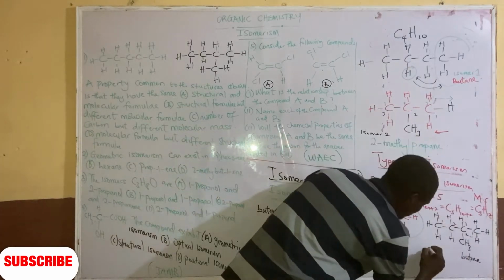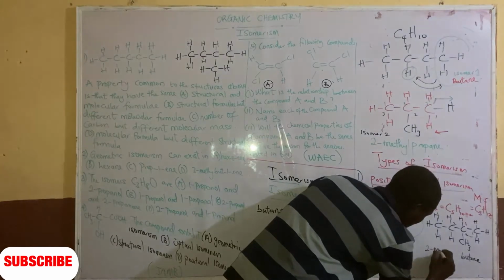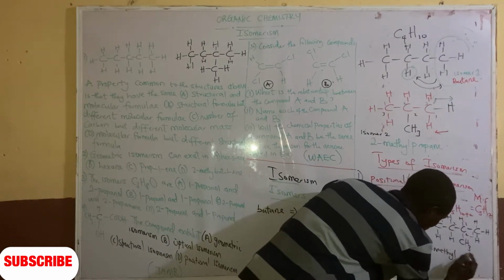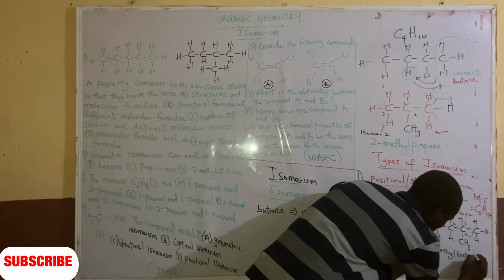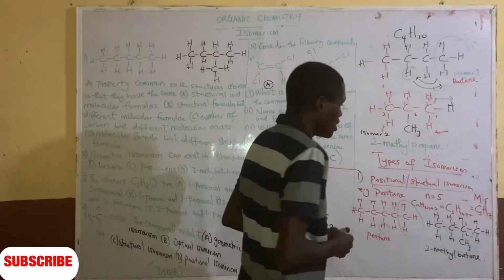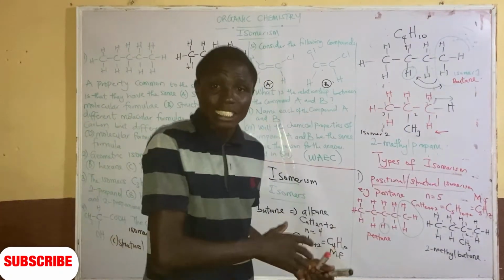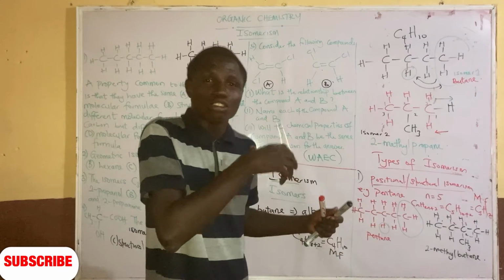So I'm going with the 2. 2-methylbutane. Now 1, 2. So this is 2-methylbutane. This is another way of writing the structure of pentane.